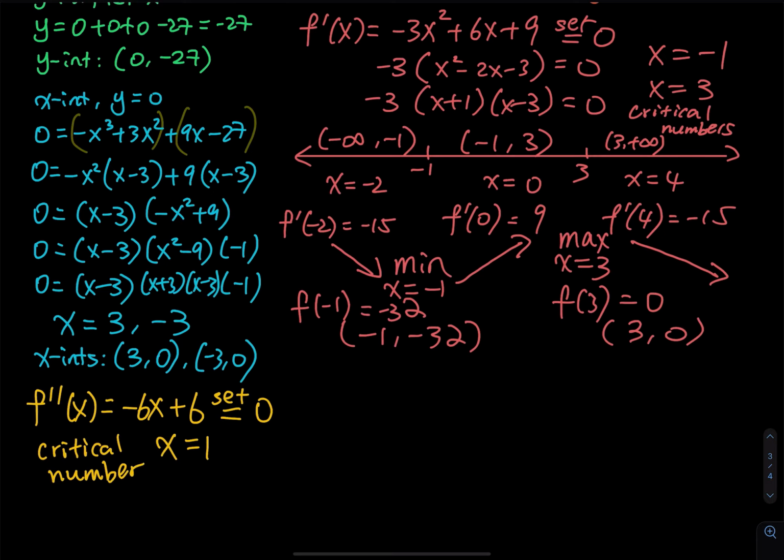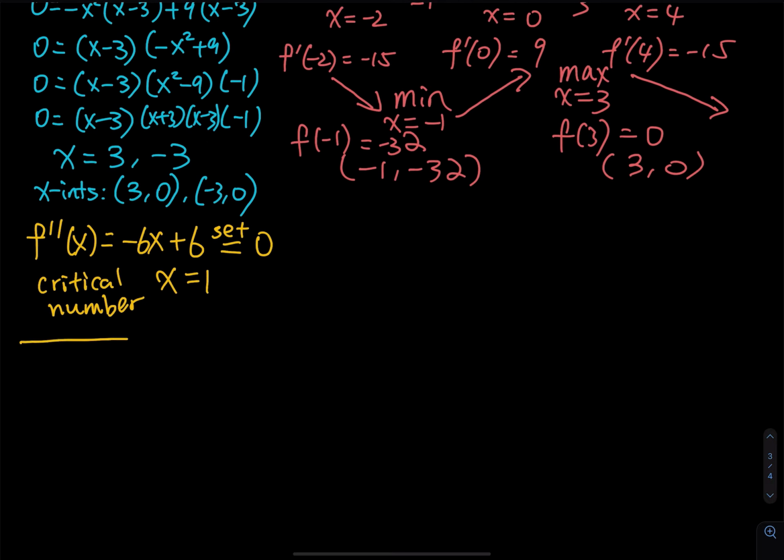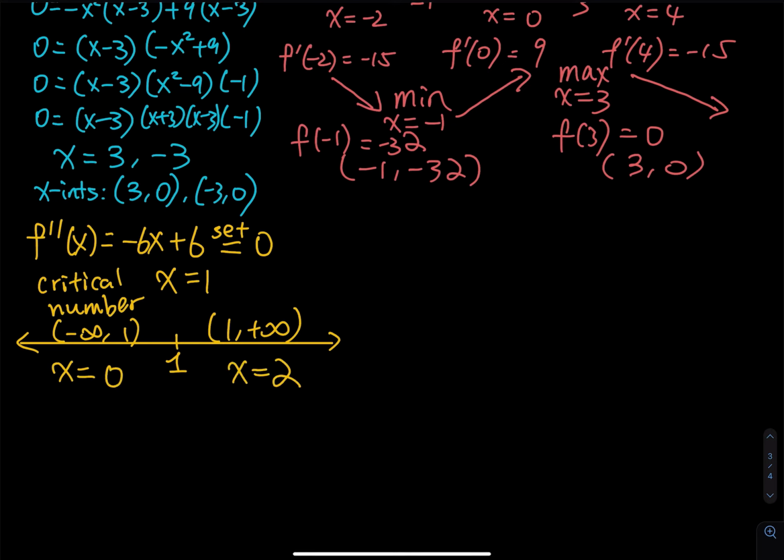And then we are using this to find the concavity. So draw a number line. When x is equal to 1, we have 2 test intervals: from negative infinity to 1, and from 1 to positive infinity. And then grab a number within each test interval, x equals 0, x equals 2. And then you are testing this x using double prime because you are analyzing concavity. Double prime of 0, double prime of 2. So double prime 0 gives you a 6, 2 gives you a negative 6.